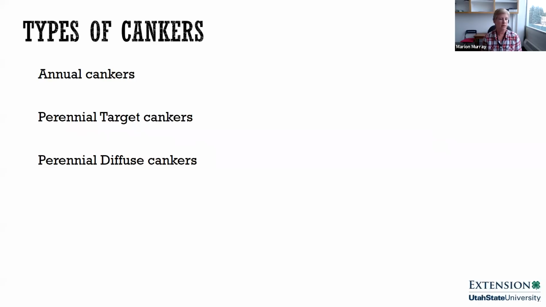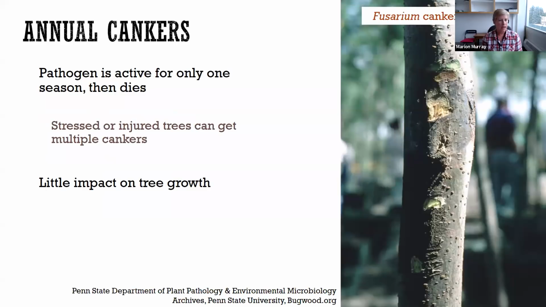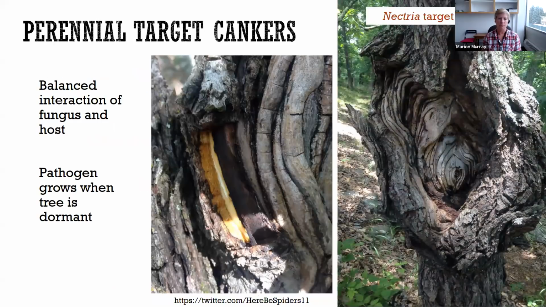So cankers can be considered an annual canker, a perennial target canker, or a perennial diffuse canker. An annual canker would be a pathogen that can only survive for one season. It grows and it's done. Of course, there can be multiple cankers on a tree, and they can be just as deadly, but a single area of infection typically won't cause too much impact on a tree. An example shown here on the right is Fusarium canker. In the Intermountain West, it's not very common, but that would be a typical example of an annual canker.